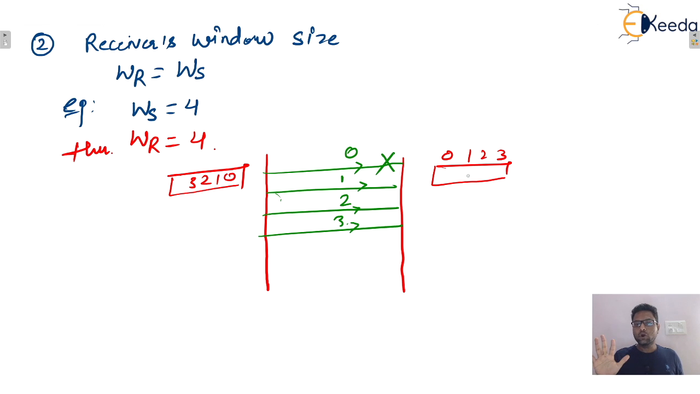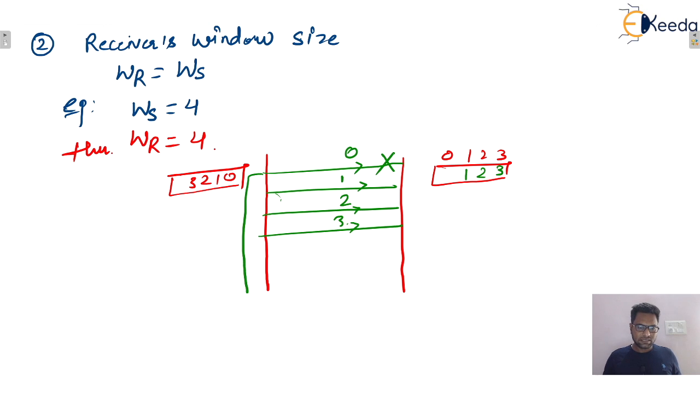Because the receiver is waiting for all the packets 0, 1, 2, 3, unlike Go-Back-N, selective repeat will receive out of order packets also. I'm repeating once again: unlike Go-Back-N, selective repeat receives out of order packets also, while in Go-Back-N only in-order packets are received and out of order ones were discarded. So here 1, 2, and 3 will be received.